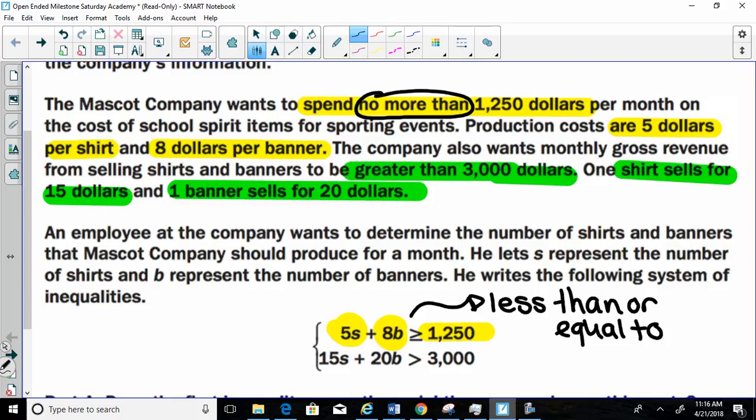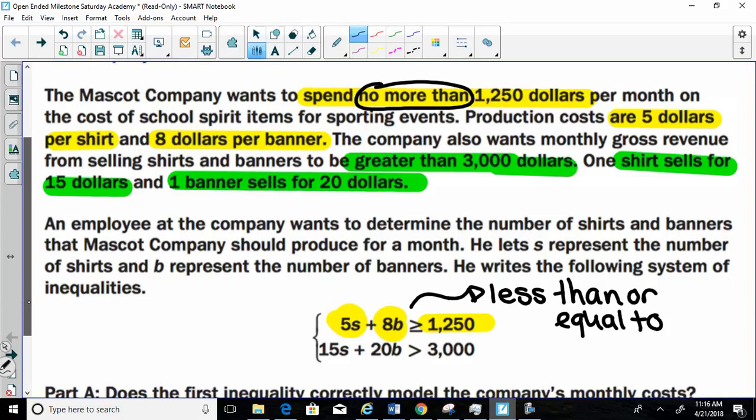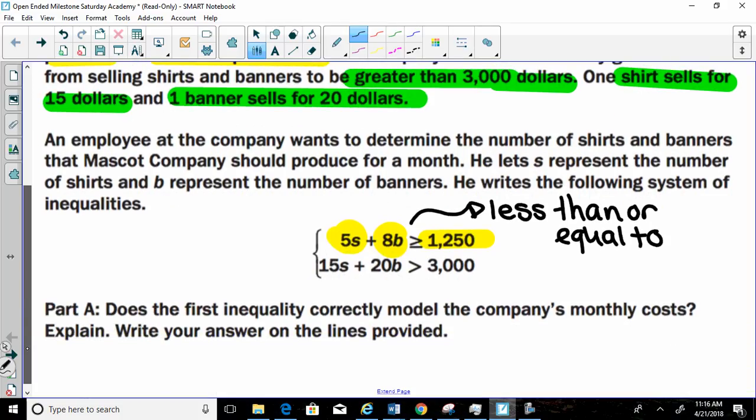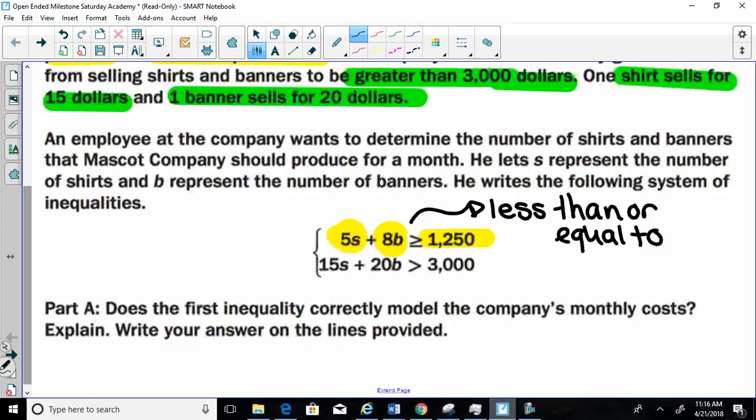So the first part says, is the first inequality correct? Part A says, does the first inequality model the company's monthly costs? Explain. When it says explain, I would highlight that too, because when it just says, is it correct, you would write yes or no. But if it says explain, that means you're going to have to explain how you got it.